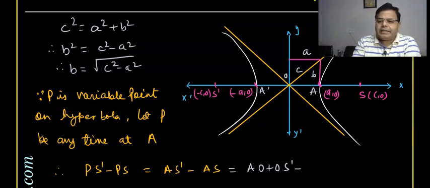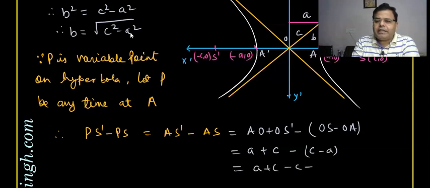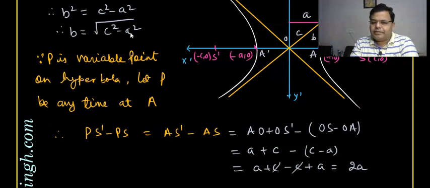So what is AS? AS is from A to S, that is OS minus OA. We know OA is a, and OS dash is c. OS is c, and OA is a. So this will be a plus c minus c plus a, that is 2a. So that is why I said that this difference is always equal to the length of the transverse axis.